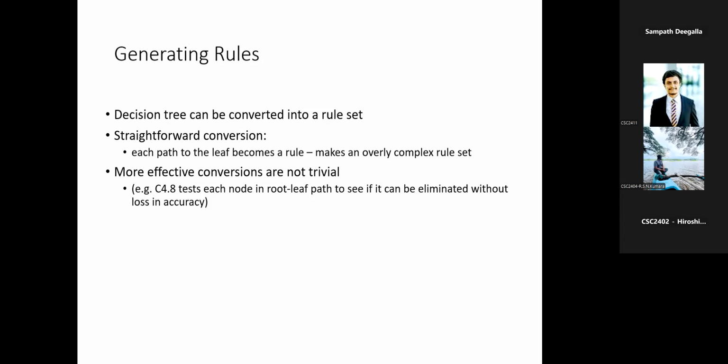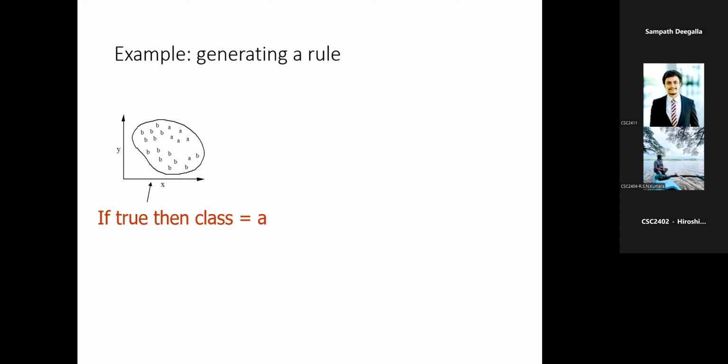Right. Now, rule generation, I think what we have discussed is there are many ways that you can actually generate rules. One is you can create the decision tree and then you can convert it into a rule set. So that's the straightforward way of doing this. But what we were interested in looking at is the covering algorithm.